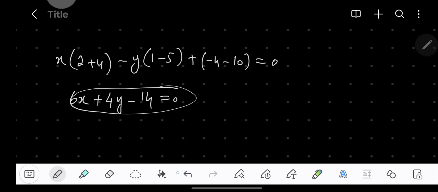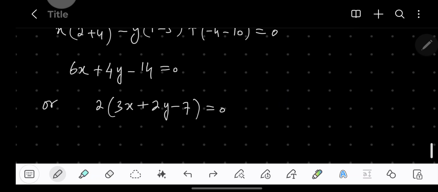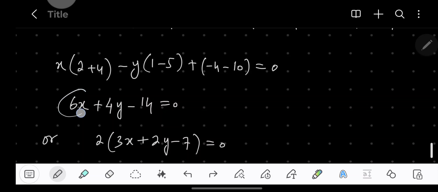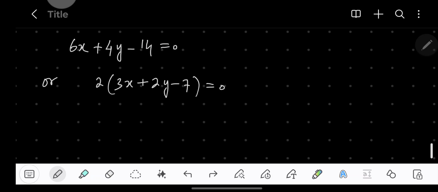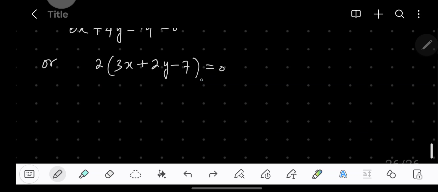But in this equation, you can take 2 common from all of the values. If I take 2 common, it will become 3, it will become 2, it will become 7, because 2 is taken out from each value. And since this is the product of two things, this is the first value and this is the second value. If the product of two values is 0, then we will say that either of the values is 0. But we know that 2 is not 0, so that means this is 0.